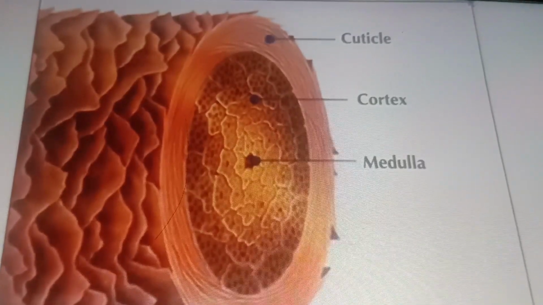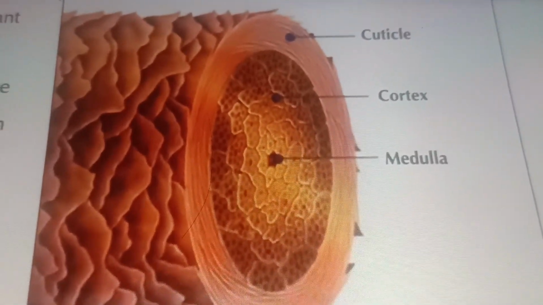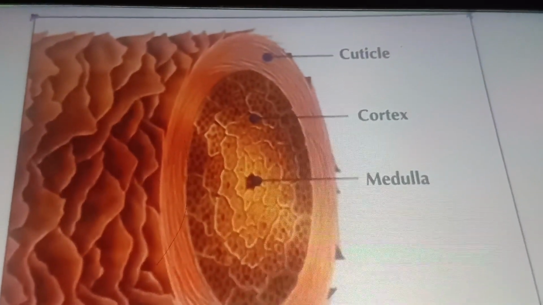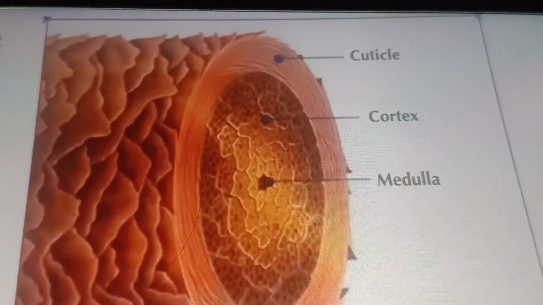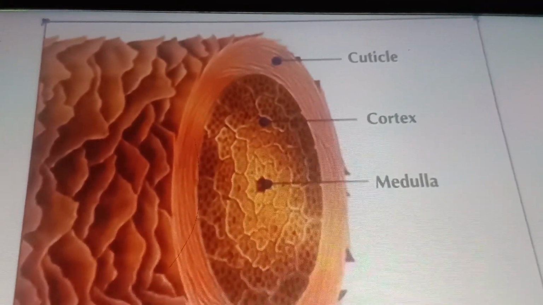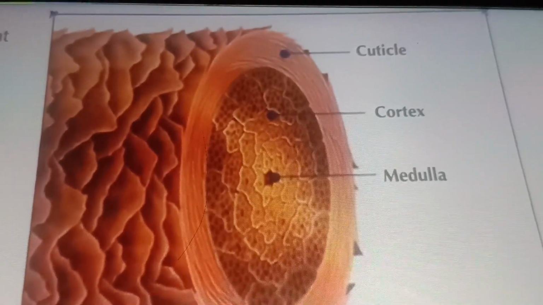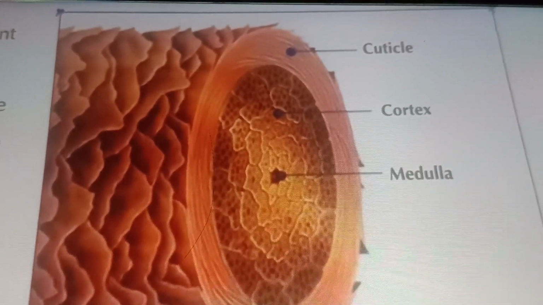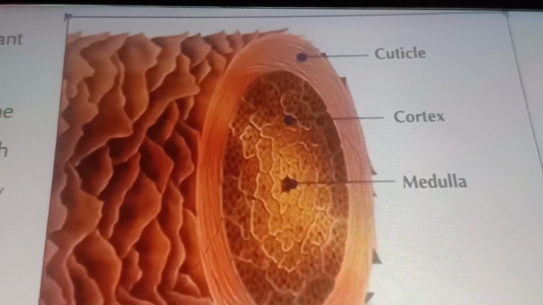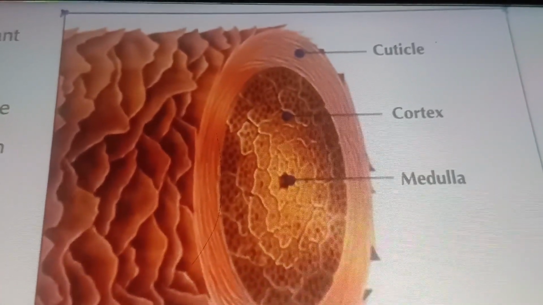Third one is the medulla. The medulla, also referred to as the marrow of the hair, is the innermost layer. This layer is normally found in thick or coarse hair. Naturally blonde and fine hair generally does not have a medulla. The function of this layer of hair does not affect hair care services.